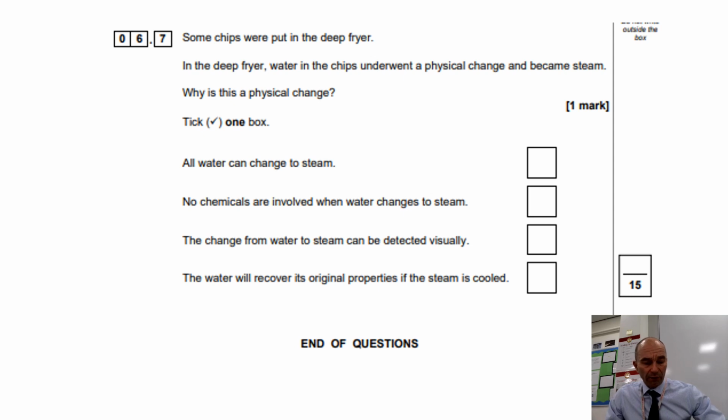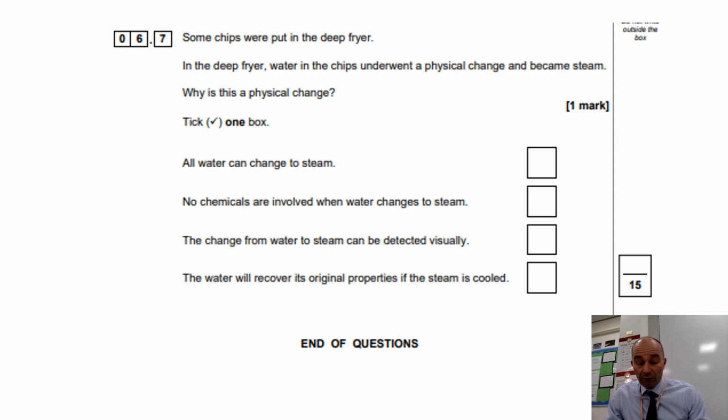And then 6.7, last question. Some chips were put in the deep fryer. In the deep fryer, water in the chips underwent a physical change and became steam. Why is this classed as a physical change? Right, so we now need to have a look for our best answer. All water can change to steam. Yeah, that's true, but it doesn't actually answer our question here.